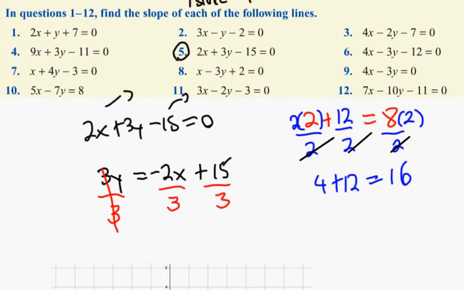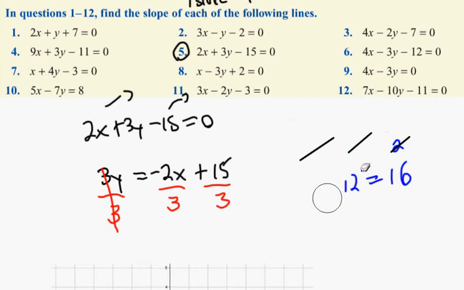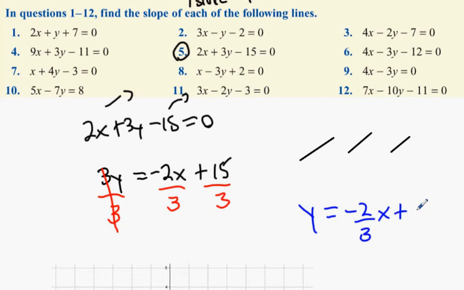So the method we're using here is that we can divide both sides by the same number while maintaining the balance. So I decided to divide by 3 on both sides. So get y equals minus 2 over 3x plus 5. Now, it just asks me for the slope. Remember, it's y equals mx plus c. The slope is always the number that comes in front of the x.